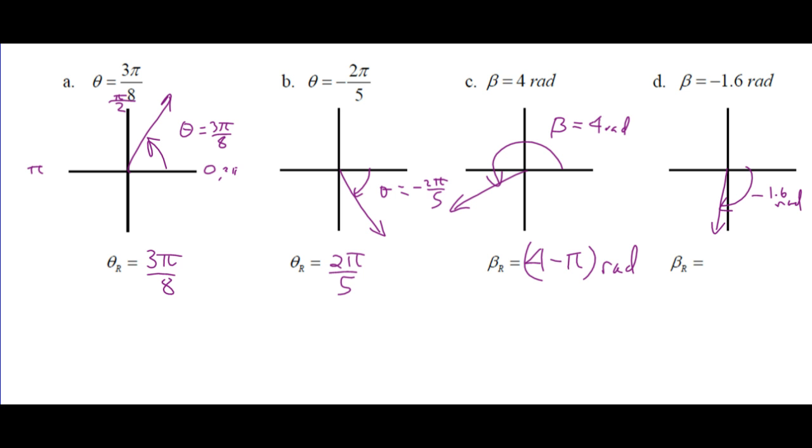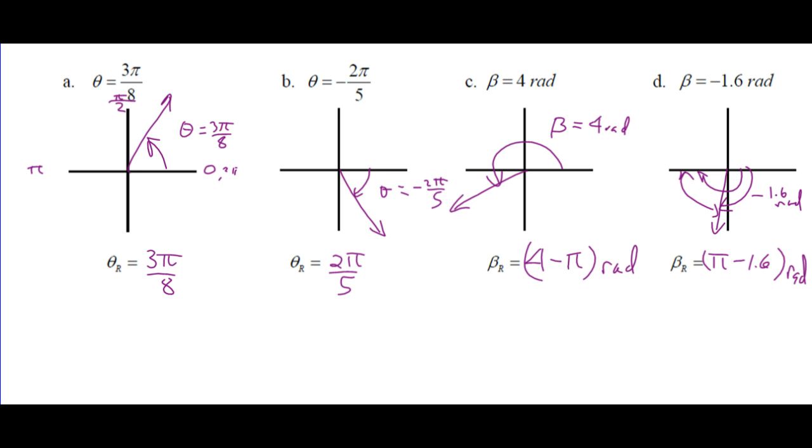Expressed as an exact value. What is that for 1? Yeah, pi minus 1.6. So if I went all the way to here, I would be going pi. My reference angle is this. So it's pi minus this little chunk here, which is 1.6. So it's pi minus 1.6 radians.